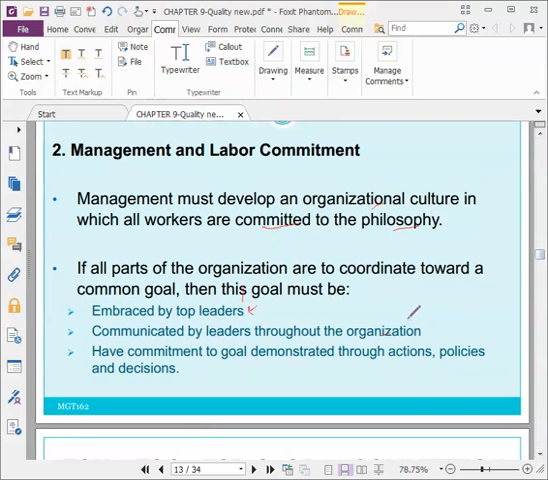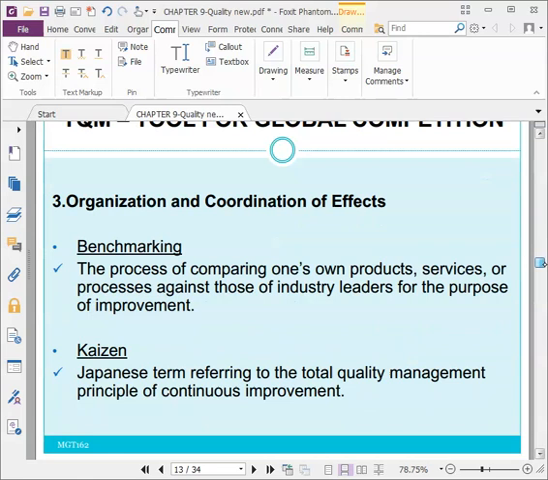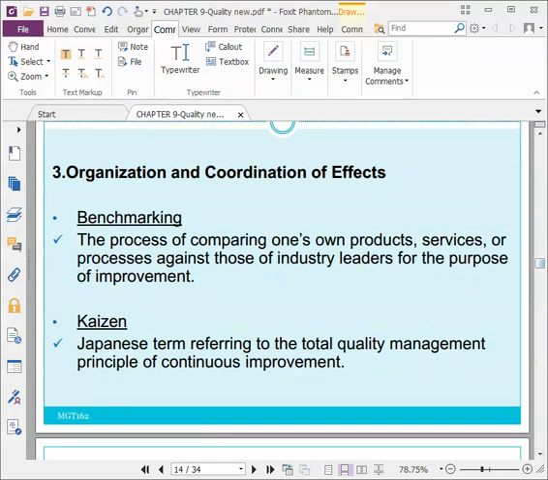So who is responsible? Of course, the leader, the leadership of the top management. Mereka lah yang akan membawa every person inside the employees to achieve the goal. Okay? And then the third one is the organization and coordination of people.